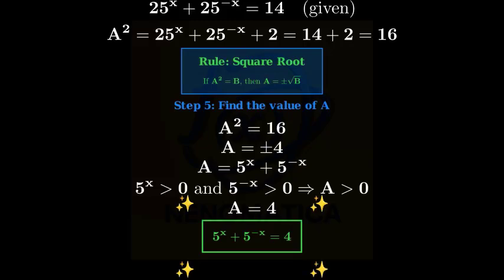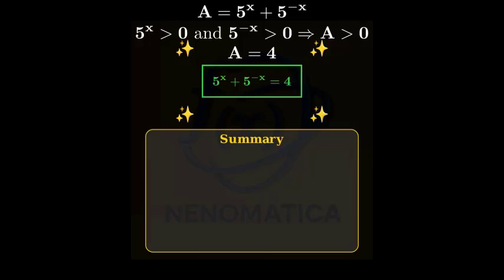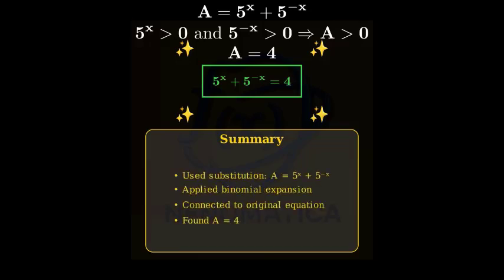Let's summarize what we've learned. We started with the equation 25 to the power of x plus 25 to the power of negative x equals 14, and we needed to find the value of 5 to the power of x plus 5 to the power of negative x. We used substitution, binomial expansion, and properties of exponents to transform the problem. The key insight was recognizing that 25 to the power of x is the same as 5 to the power of 2x. Through our step-by-step approach, we determined that 5 to the power of x plus 5 to the power of negative x equals 4.